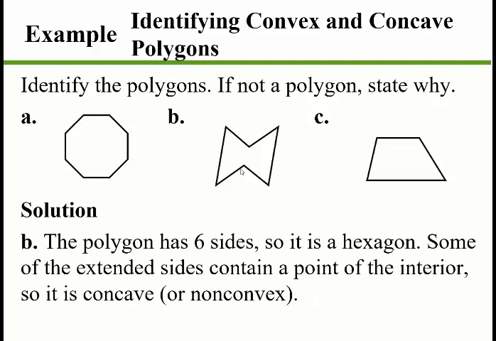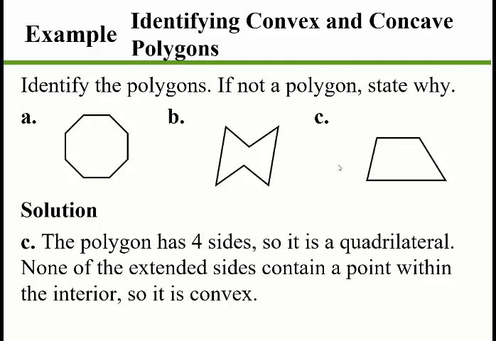B, this is a polygon that has 6 sides. 1, 2, 3, 4, 5, 6. So it's a hexagon. All right, some of the extended sides contain a point in the interior. Like notice how this side comes in like this, and so the point seems to branch inside. This means it's concave, where this one was convex. This one over here is also a polygon with just 4 sides, so it's a quadrilateral. None of the extended sides contain a point in the interior, so it's convex. So concave if it comes in, convex if it doesn't.